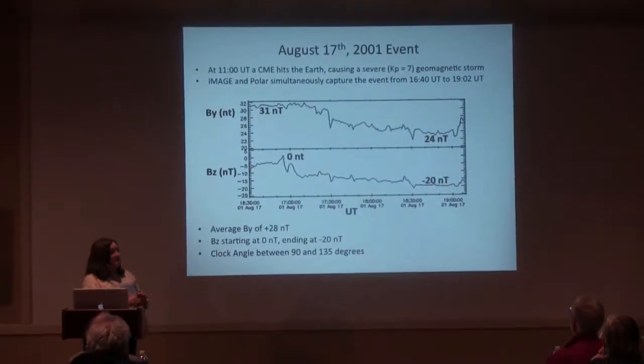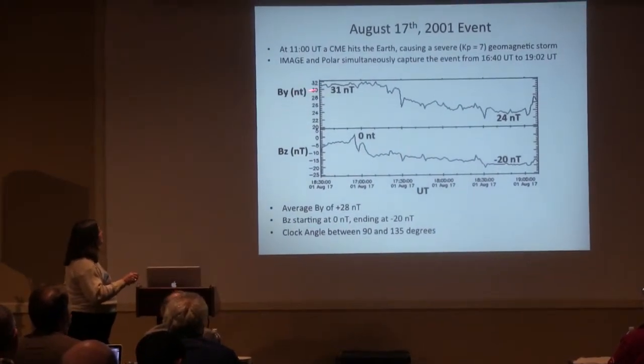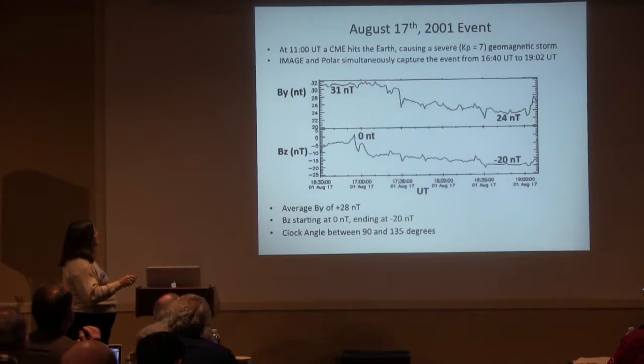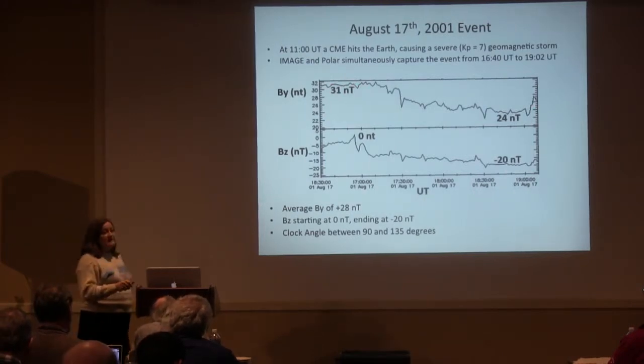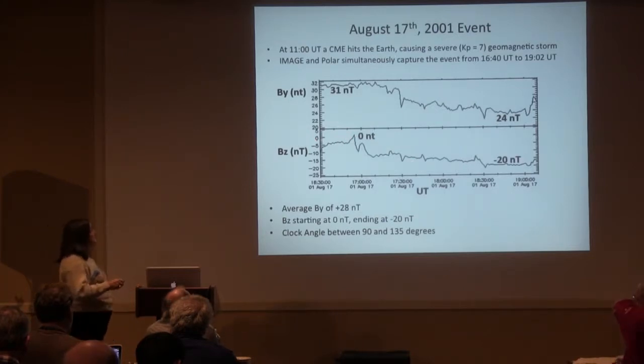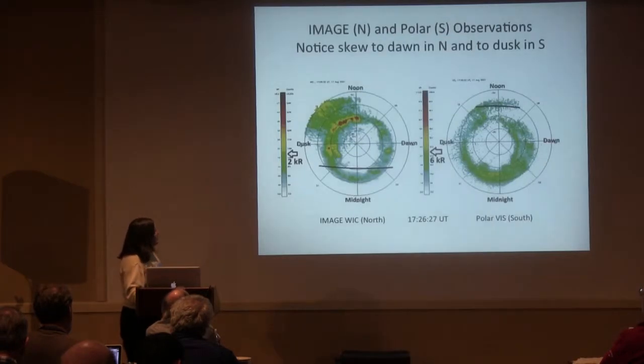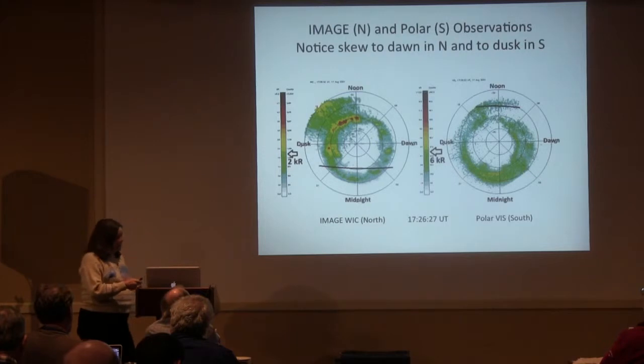So this particular event is one, guess what, where we had a ginormous BY component starting off at about 31 nanoteslas at the beginning and decreasing to only 24 nanoteslas at the end. BZ started out near zero at the beginning, slightly negative, and ended up at minus 20 nanotesla at the end. As you can imagine, this was a Kp 6 and 7 event when it happened. And this was the one that we then had auroral imaging over that entire time frame.